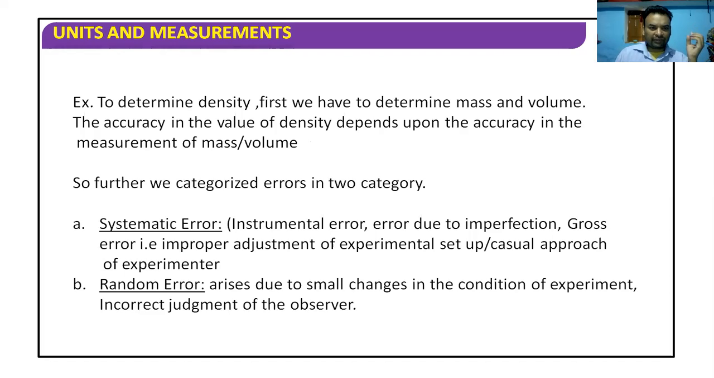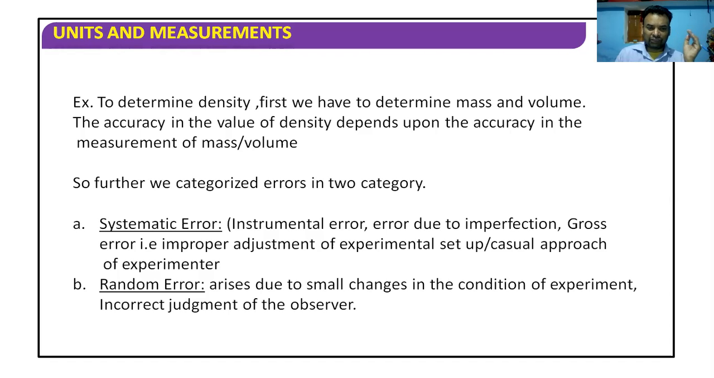So let us take one example. Suppose we want to measure the density, and we know density is equal to mass upon volume. So, if we want to measure density accurately, then it is necessary to measure mass as well as volume accurately. So, the accuracy in the measurement of mass and volume, that will decide the accuracy in the measurement of density.